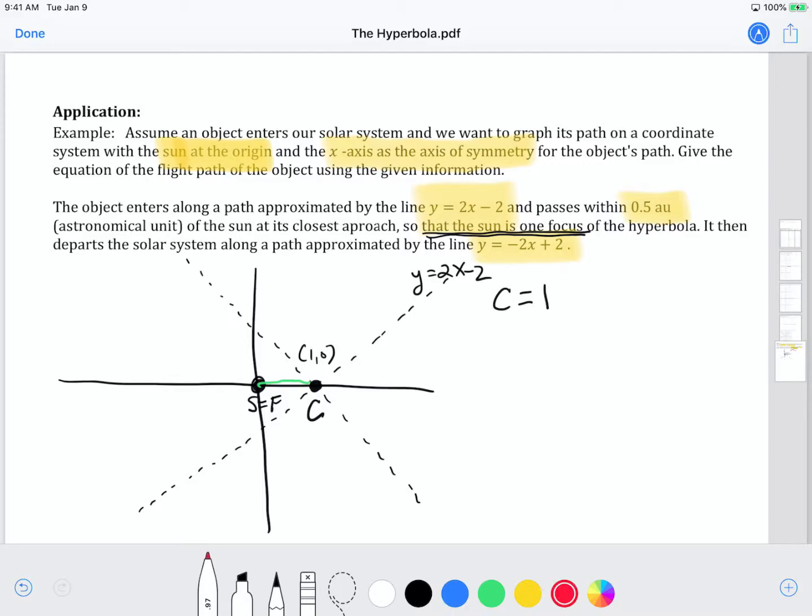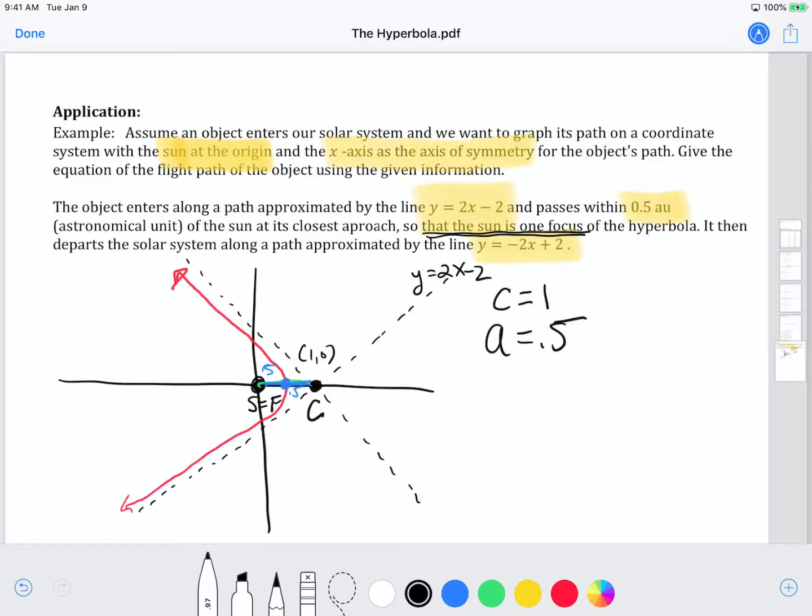Now, it says the path of the object, it comes in along the line 2x minus 2. So the object comes in, and then it leaves on the path negative 2x plus 2. And it passes within 0.5 astronomical units of the sun. So that would be this distance from here to here would be 0.5, which means this distance from here to here would be 0.5. So that tells us that a, which is the distance from the center to the vertex, is 0.5.